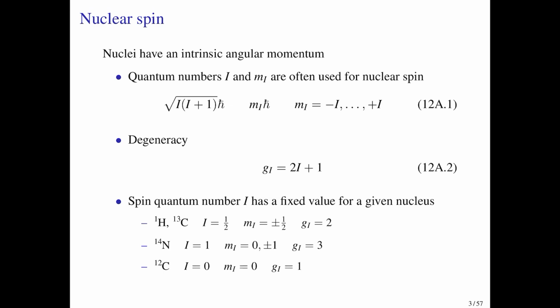For example, nitrogen-14 has a spin quantum number of 1. And so there are 3 possible values for m sub I. A carbon-12 isotope, on the other hand, has a spin quantum number of 0, and so there's only one m sub I value for carbon-12.